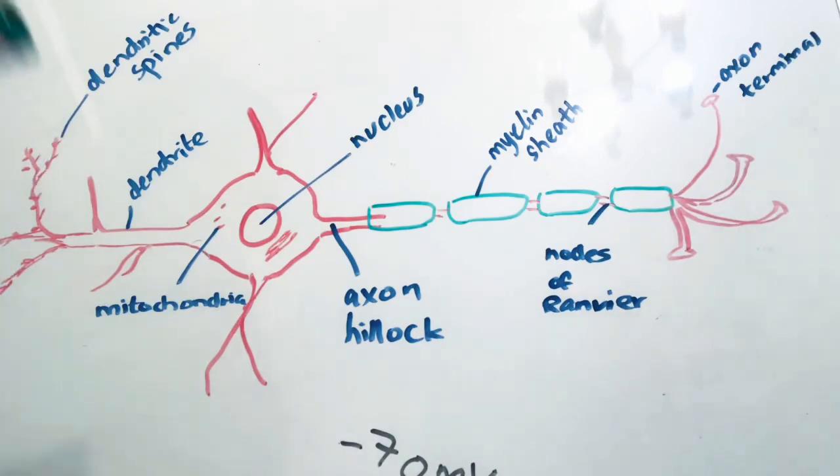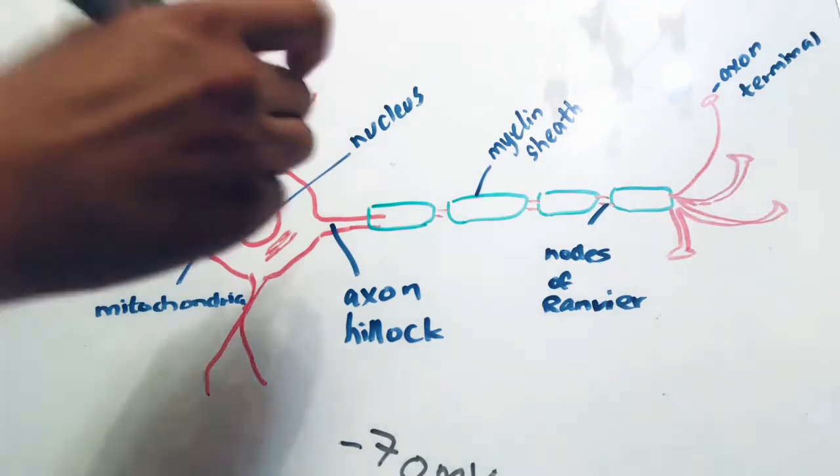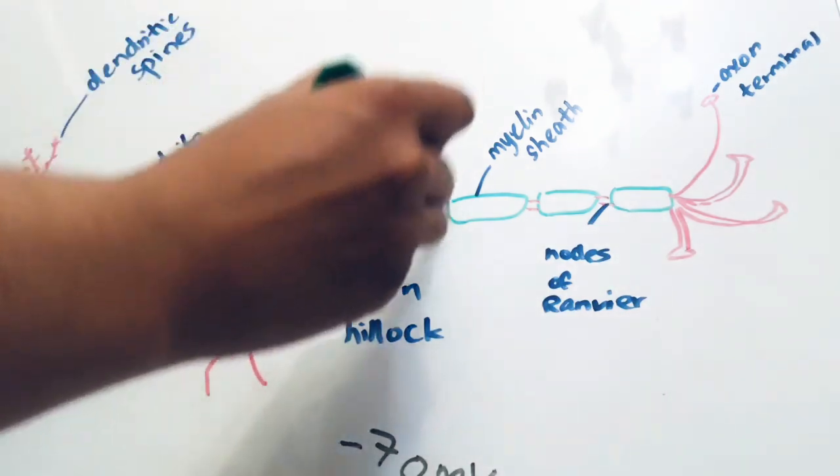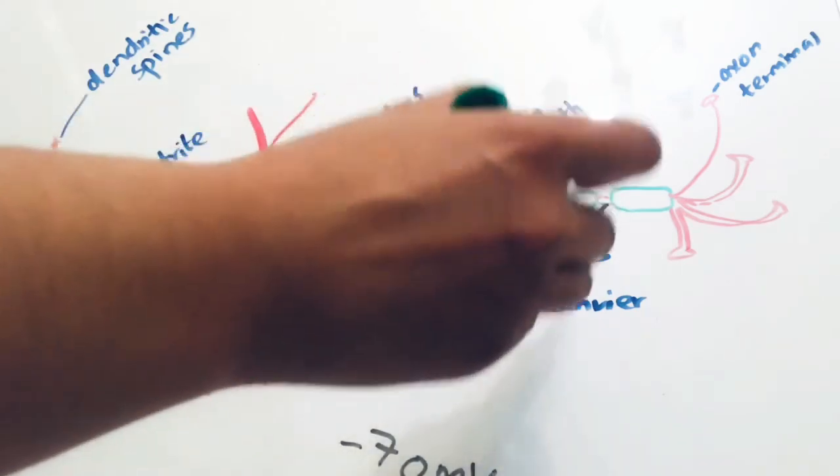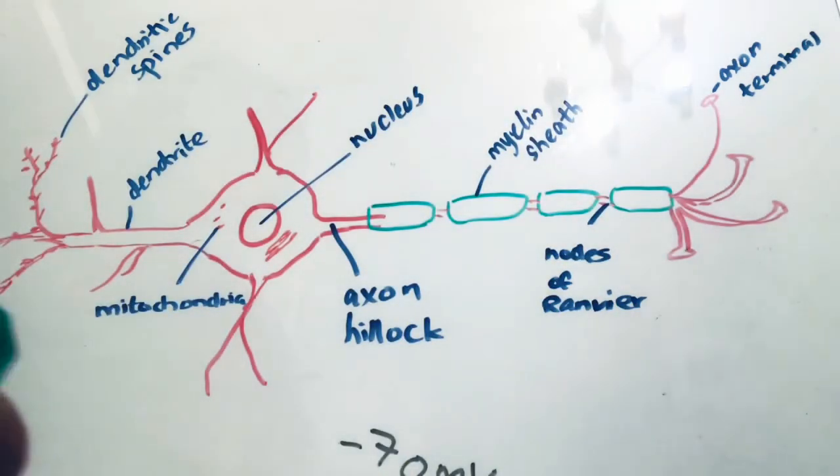So here we have a myelin sheath. Basically these are specialized cells that wrap around the neurons to increase their speed of action potential. So they kind of insulate the neuron. So basically the action potential is jumping from node to node. And these little gaps in between these myelin sheaths are called nodes of Ranvier.